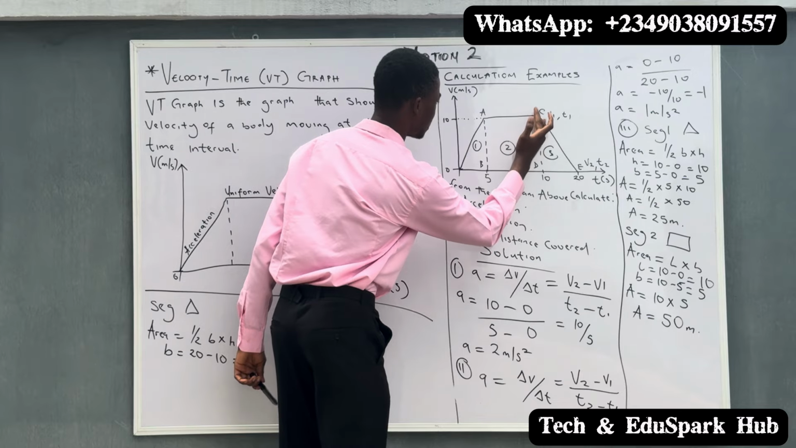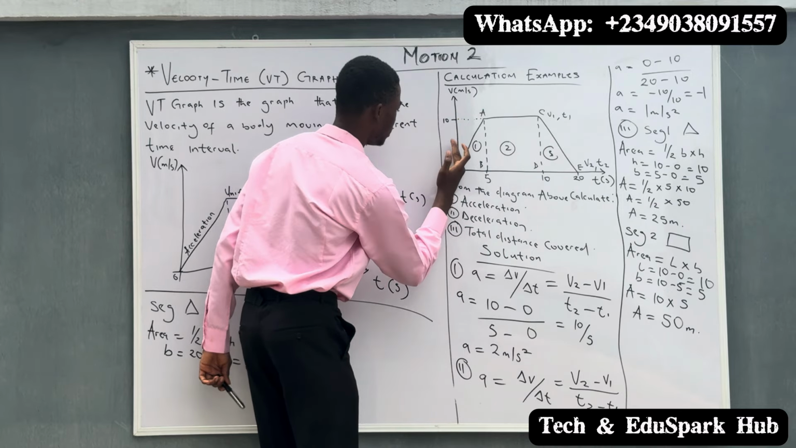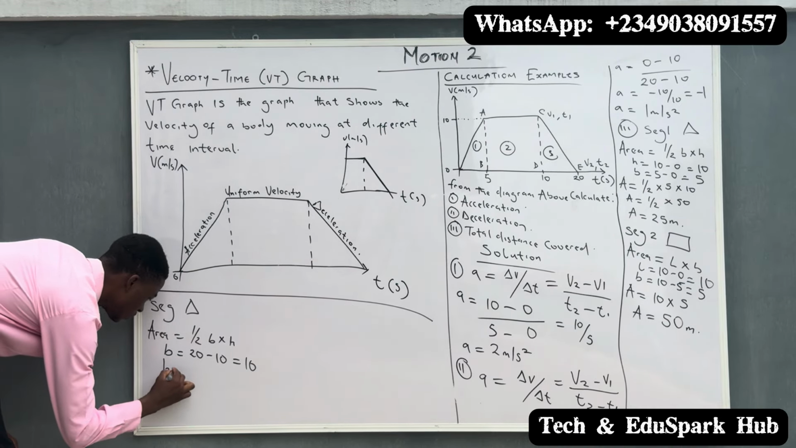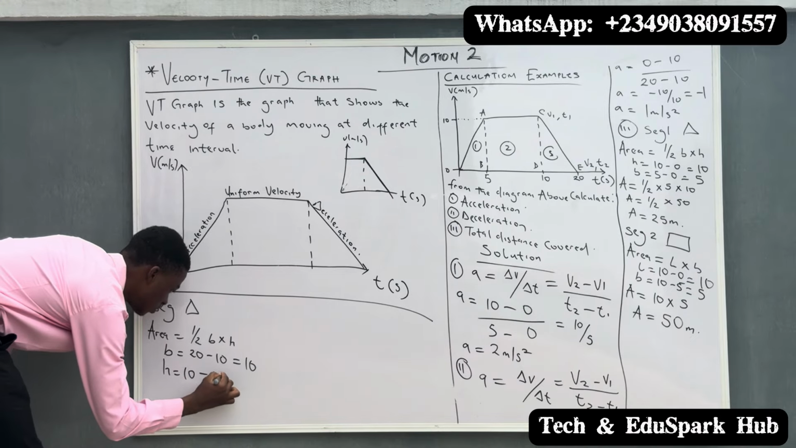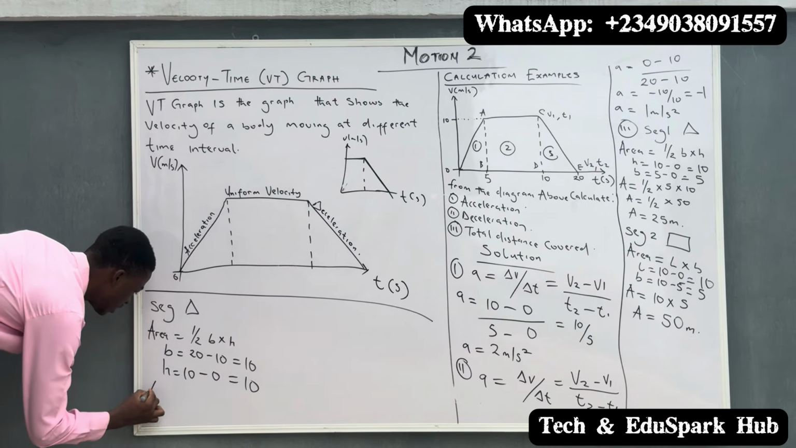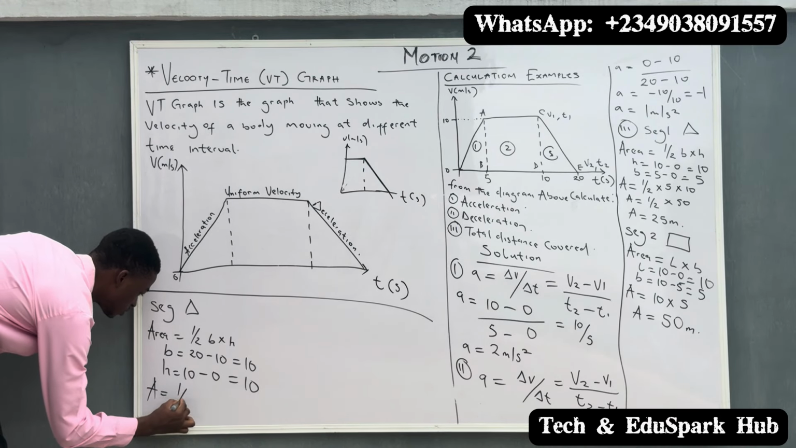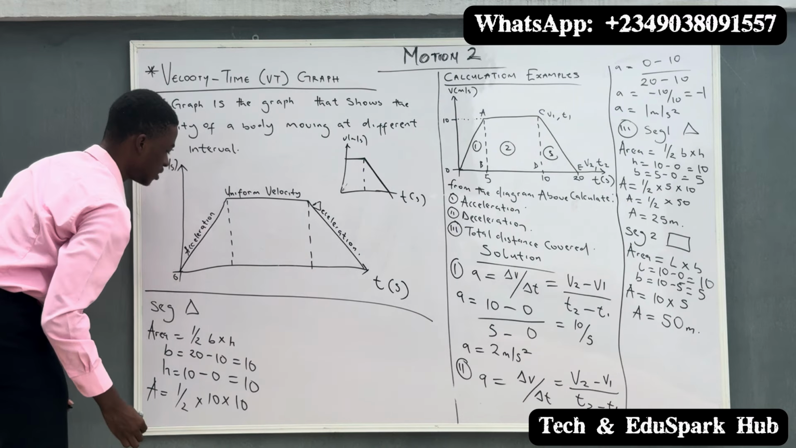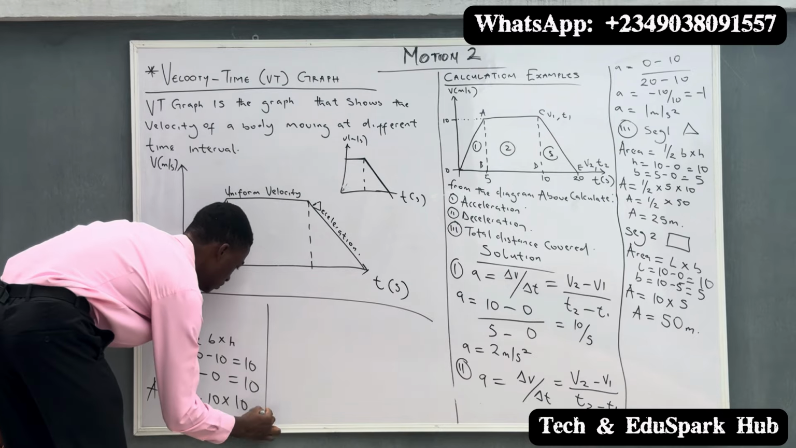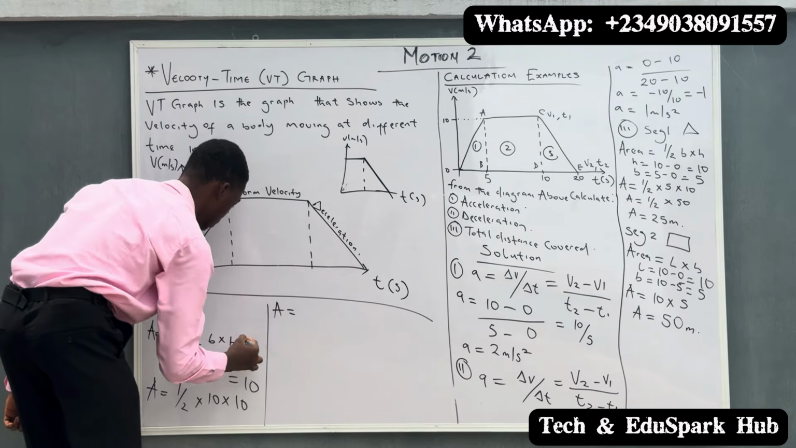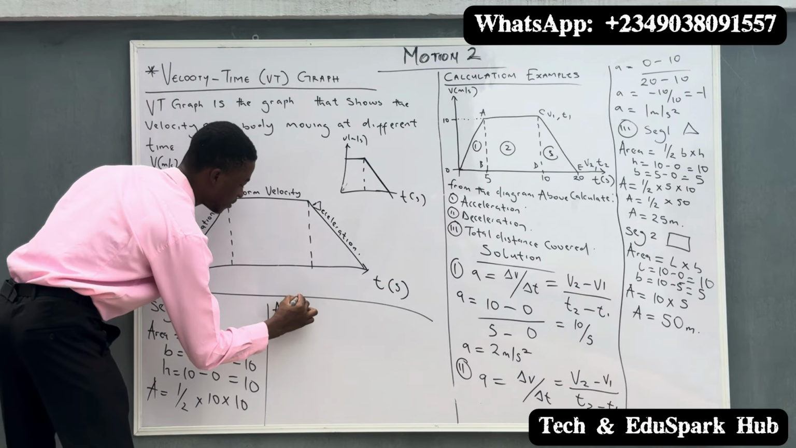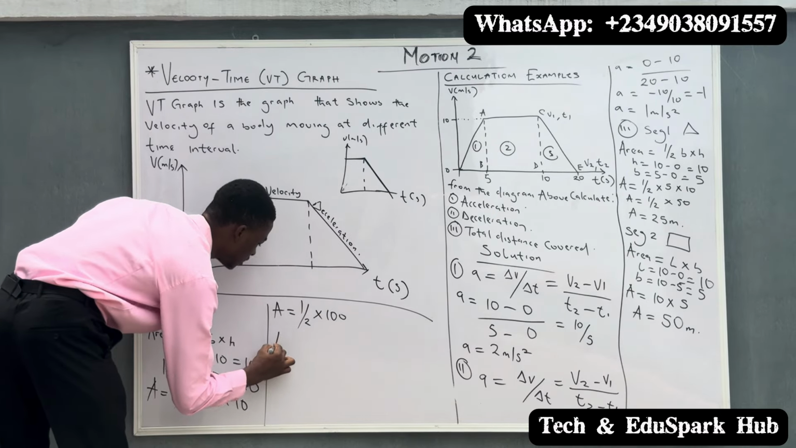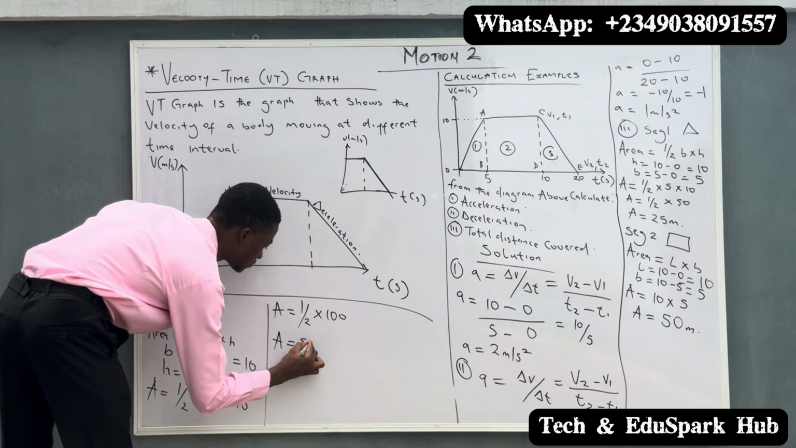Why our height? It will still remain the same. You can see the height is from here to here. So 10 minus 0 will be our height, which is equal to what? 10. So our area will be given as 1 over 2 times base, which is 10, multiplied by the height, which is 10. So 1 over 2 multiplied by 10 multiplied by 10, which is equal to 1 over 2 multiplied by 100. So our area will be given as 50 meters.